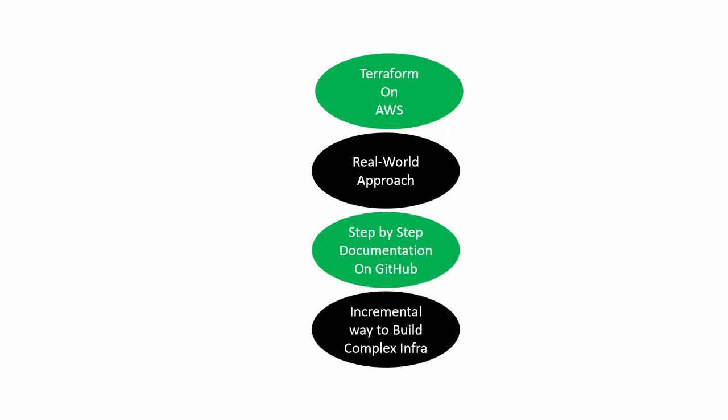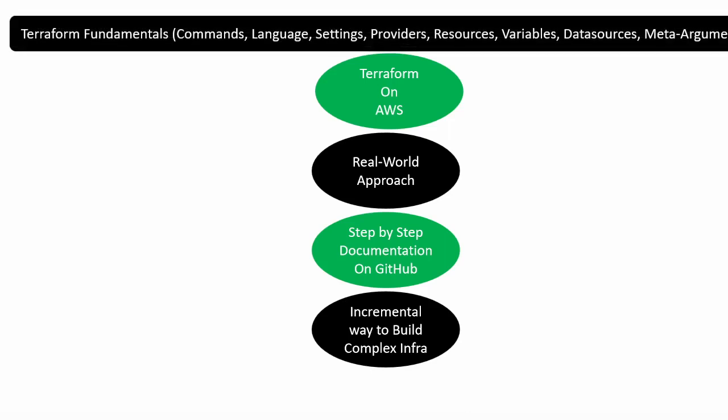The real world architecture, a 3-tier or 2-tier architecture: how a company or a project is using Terraform, how it is structured, how the infrastructure is created. These things we are going to discuss in our course, with complete commands, language, settings, provider, resource, variables, and meta arguments. These are the key components in Terraform. Without this, Terraform cannot be complete, so you must know about this. Then only can you write the script, execute it, and build the infrastructure.